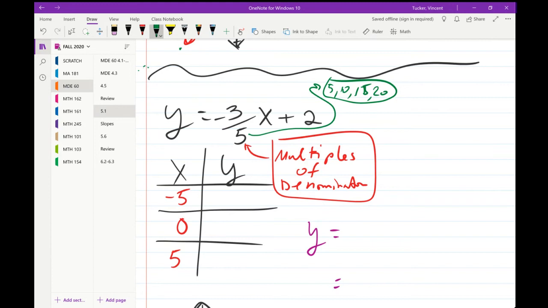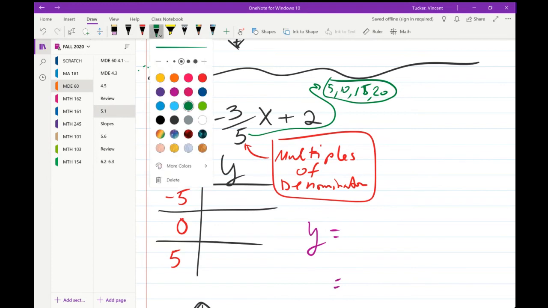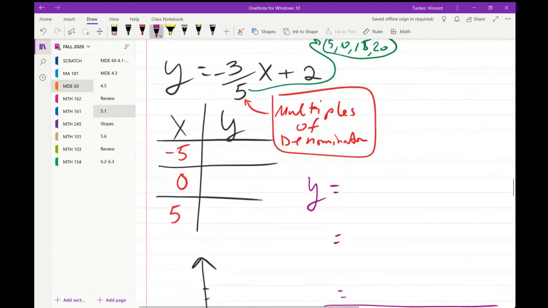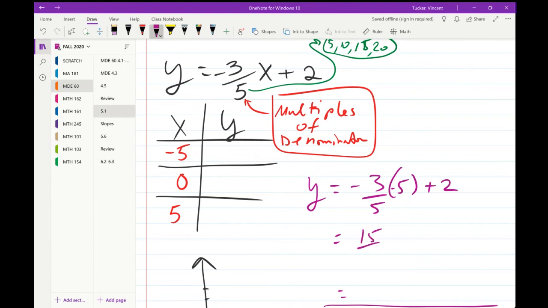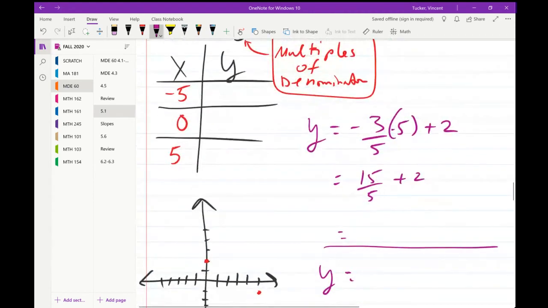And so we'll plug them in. The reason why you're choosing those values is because we want something that will cancel out the fact that we have a fraction. We don't want to have to graph a fraction. So that's -3/5 times -5 plus 2. You can go ahead and cancel, or if you want to just multiply it out, you can. That'll be a positive 15 over 5, plus 2. 15 over 5 is 3, plus 2 is 5.